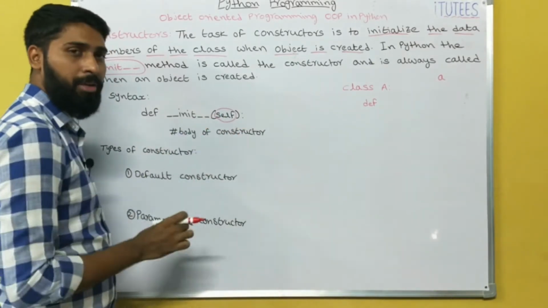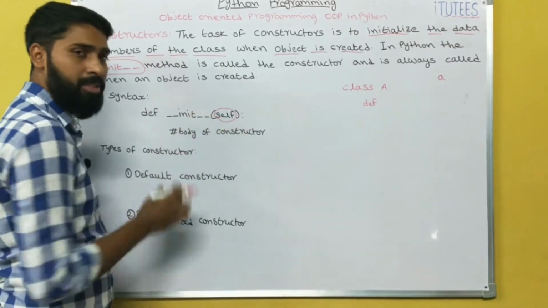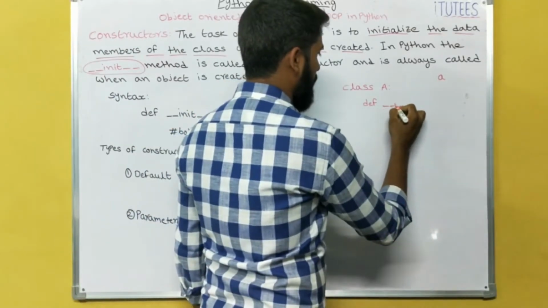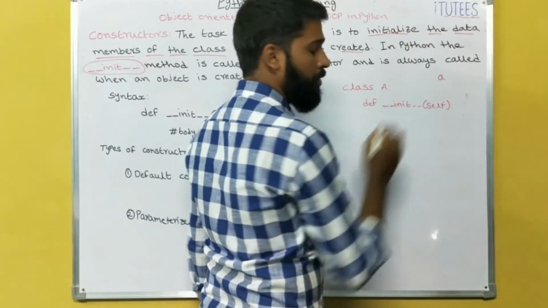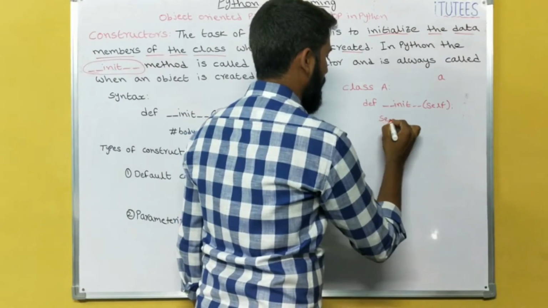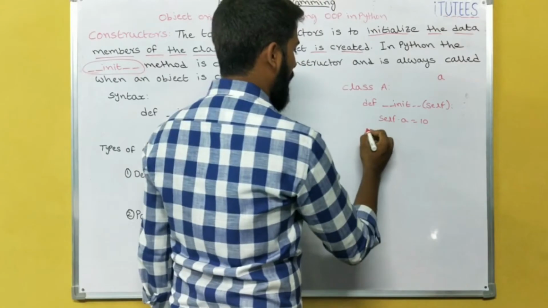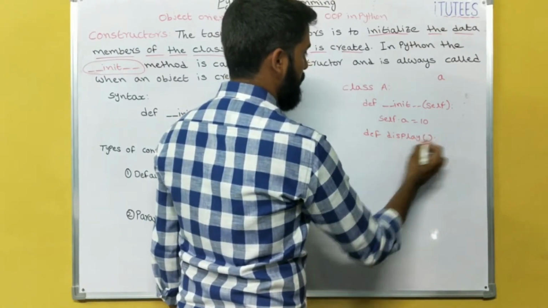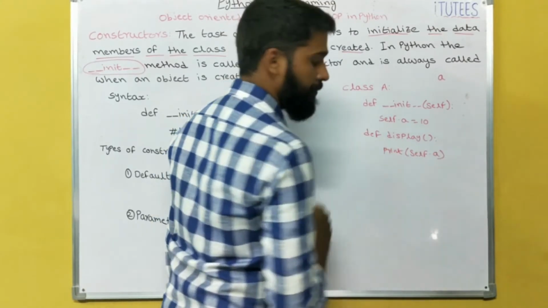__init__(self). Self is the first argument in all the constructors and all the methods. We already discussed the purpose of self in the previous class. I want to initialize this a. How? self.a = 10. That's it. Then I write another function, display, in which I print the a value, self.a.